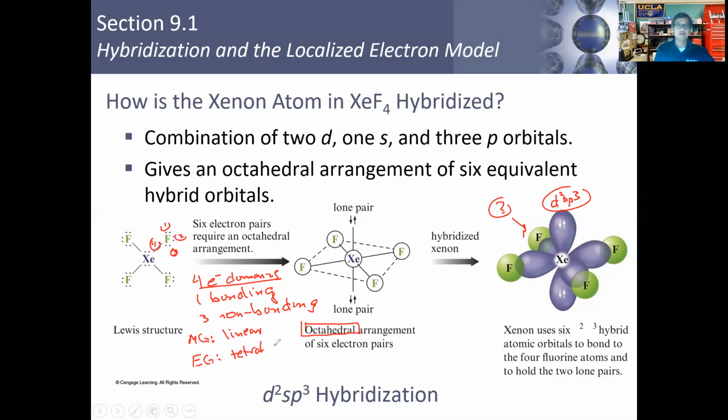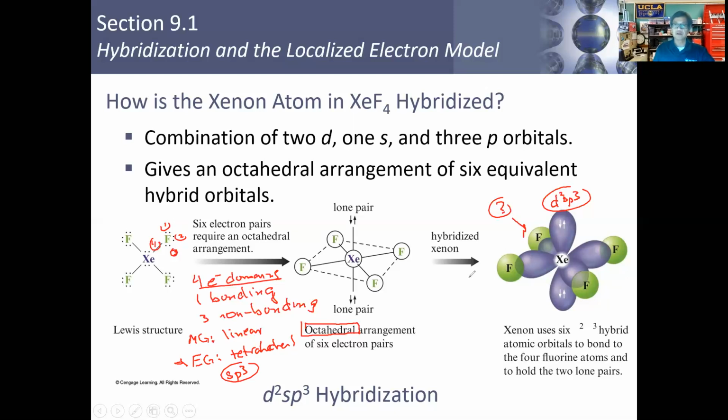And remember, it's the electron geometry that we look at to determine the hybridization. If the electron geometry is tetrahedral, that means the bond angle between all of the domains is about 109 degrees, which means it's sp3 hybridized. Therefore, each one of these electron pairs will sit in an sp3 hybridized orbital. And so with the fluorine, you have a sigma bonding interaction between one of the sp3 hybridized orbitals of the fluorine and one of the d2sp3 hybridized orbitals of xenon.